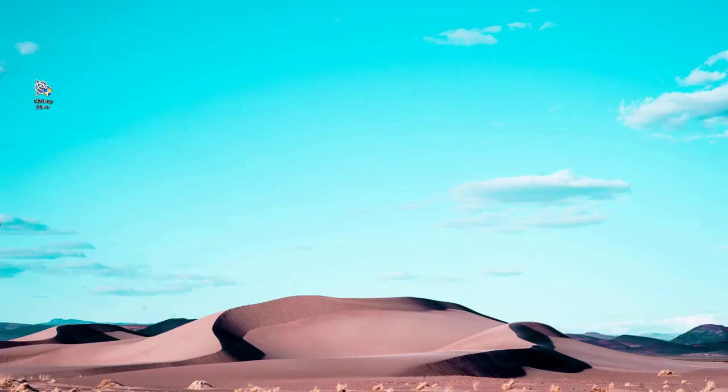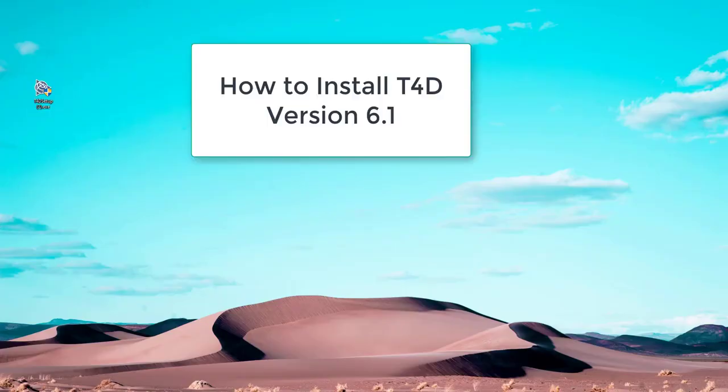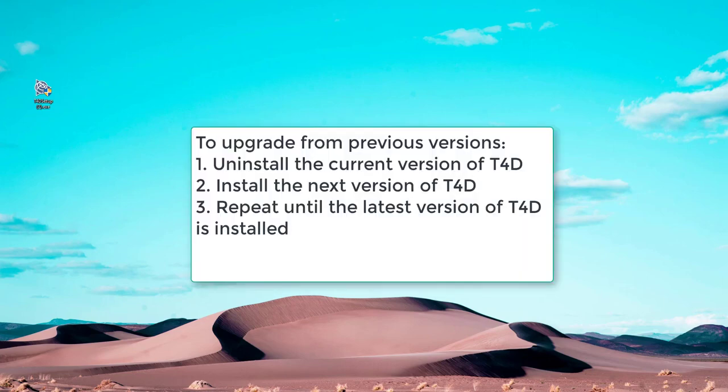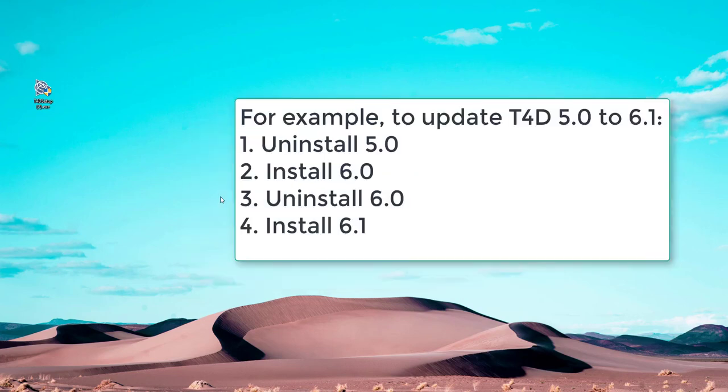Hello everybody and welcome. In this video we're going to be covering how to install T4D version 6.1. If you're upgrading from previous versions, it's worth noting that you have to step through each version. So if you're going from, say, version 5.0 to 6.1, you've got to first uninstall version 5.0, install version 6.0, uninstall version 6.0, and then install version 6.1.